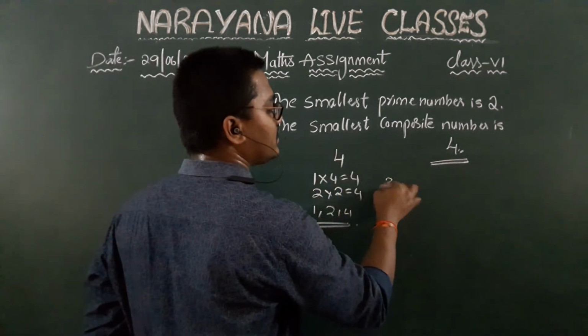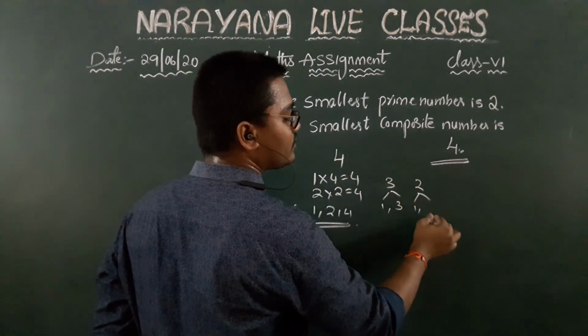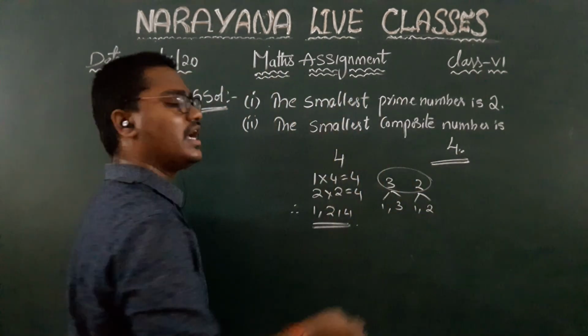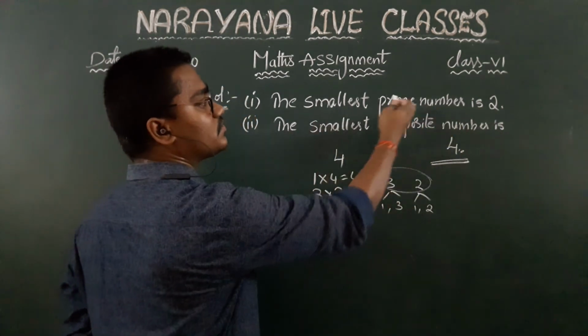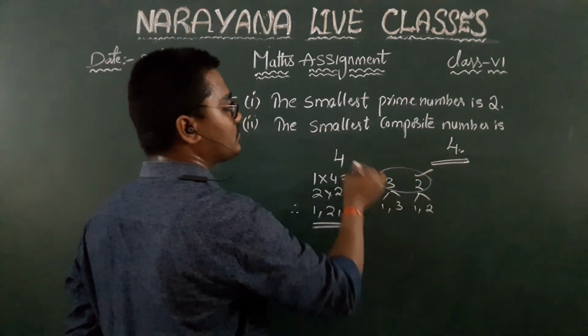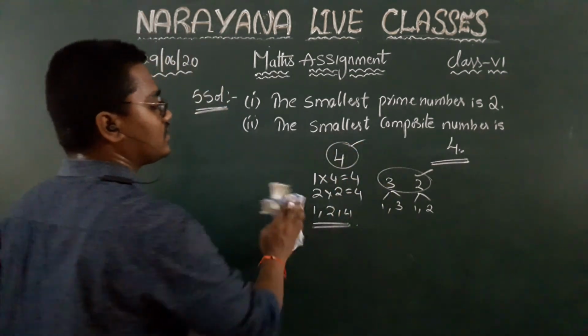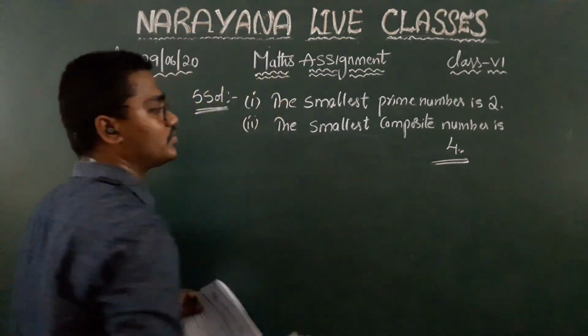When you consider 3, it has only 2 factors, 1 comma 3. When you consider 2, it also has only 2 factors, that is 1 comma 2. So 2 and 3 are called prime numbers, and among these 2 is the smaller number. So obviously the smallest prime number is 2 and the smallest composite number is 4. Yes, I hope it is clear to everyone, children.